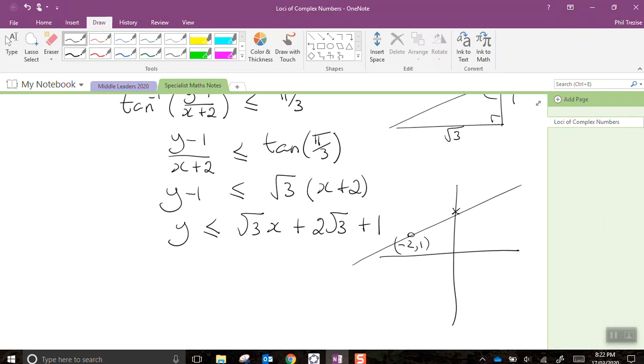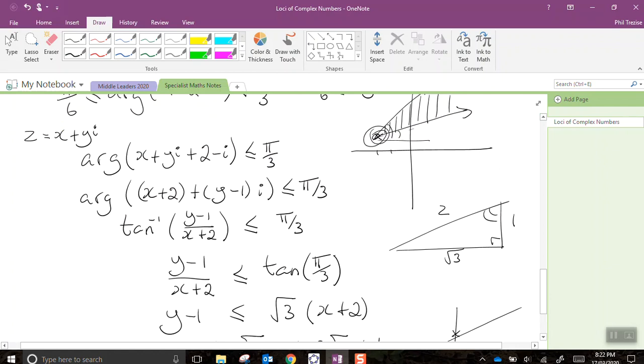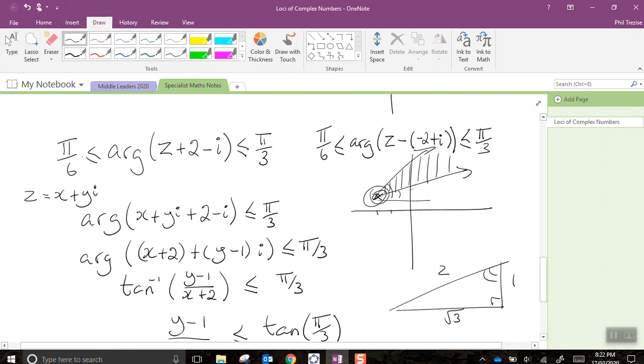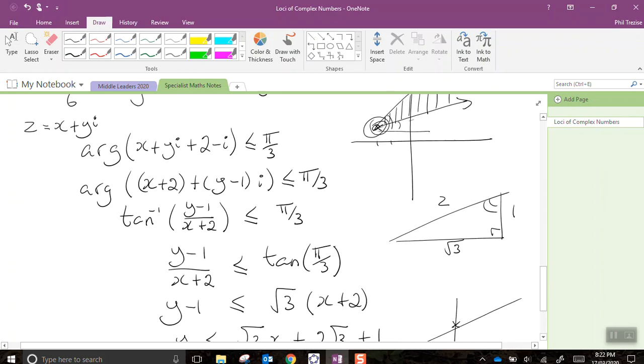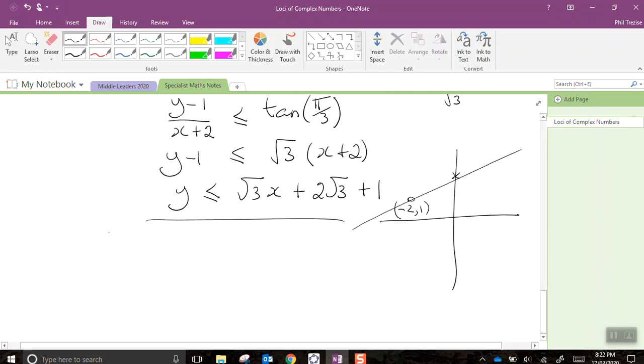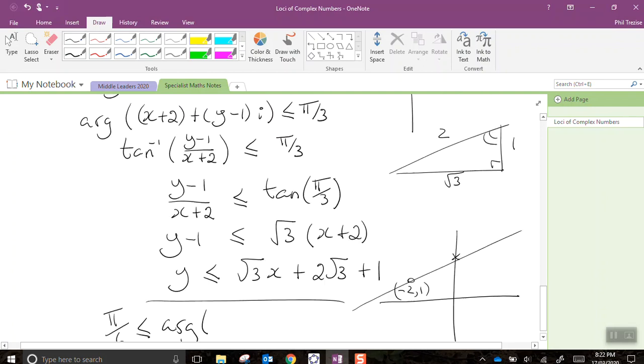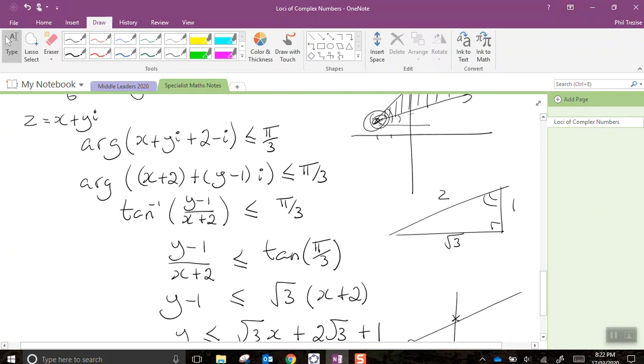Now that was only part of what we had to deal with. We also had that pi over 6 is less than or equal to the argument of this thing. Now, everything we did in here with the argument of z will still be true, won't it? So none of this will really change. We will end up with x plus 2 plus y minus 1 i.